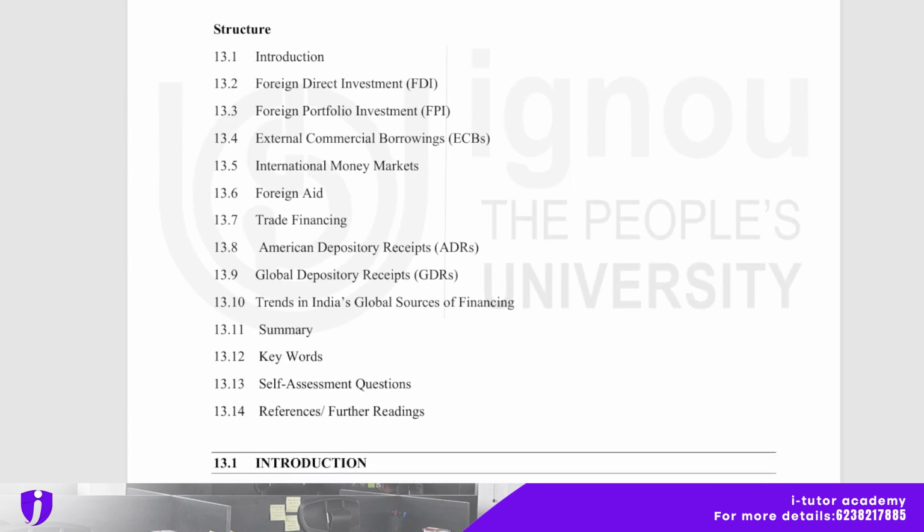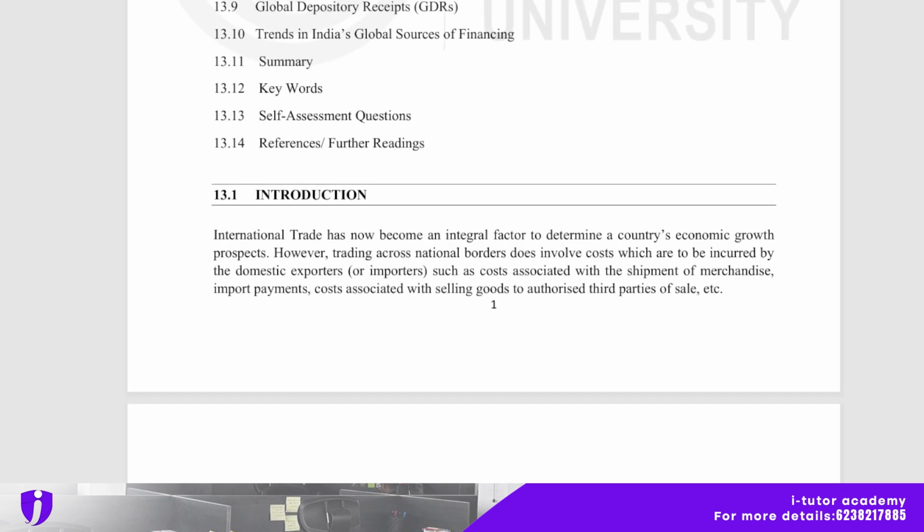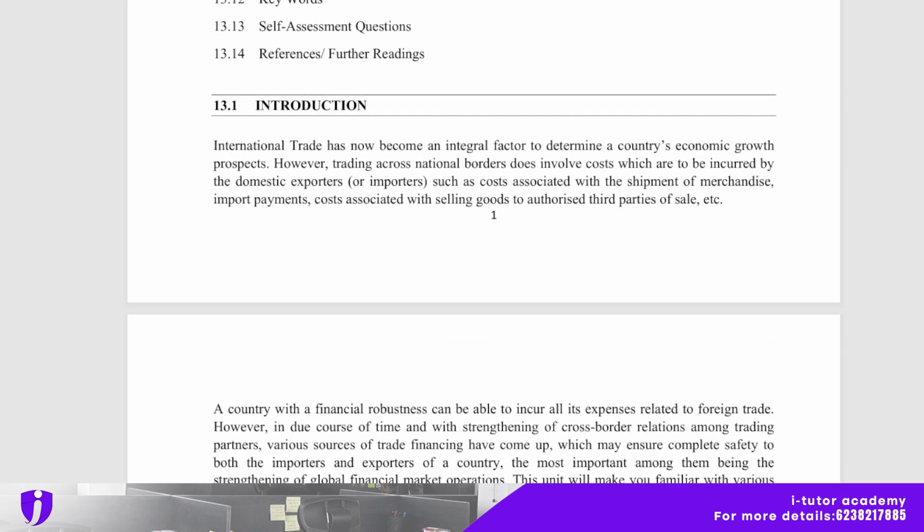The structure of this unit is: there is an introduction, foreign direct investment (FDI), foreign portfolio investment (FPI), external commercial borrowing (ECB), international money market, foreign aid, trade financing, American depository receipts (ADRs), global depository receipts (GDRs), and trends in India's global sources of financing. A summary, keywords, and self-assessment questions are also there in this unit. So let's begin with the introduction part.